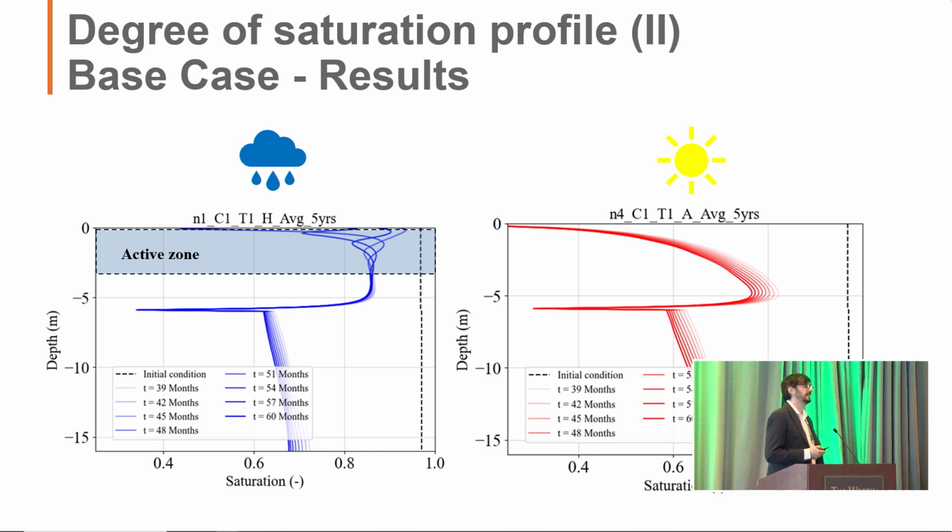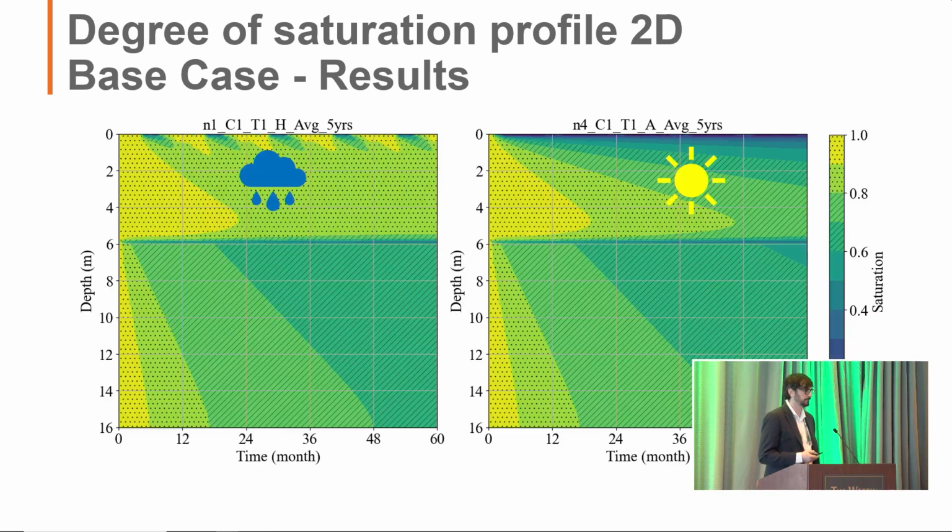Okay? These are the usual line plots that we used to have, but now what we do is make this kind of plot with a 2D scheme. This means that to the left, we have, again, the humid scenario, to the right, the arid scenario, but now in the x-axis we have the time, in the y-axis we have the depth, and in order to understand the saturation of our profile, we use a color plot.